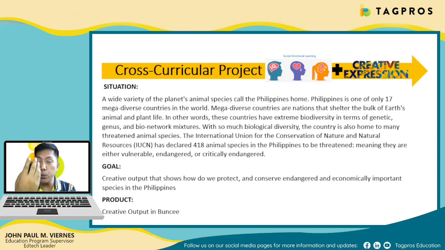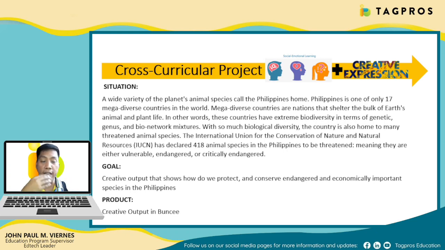And then, you present the current situation: they have actually declared 118 animal species in the Philippines to be threatened, which means they are either vulnerable, endangered, or critically endangered. So you need to present a situation so that they will dive into the lesson, which will act as a conduit in creating your output, or the expected output, which in this case, you will present what the goal of your class is.